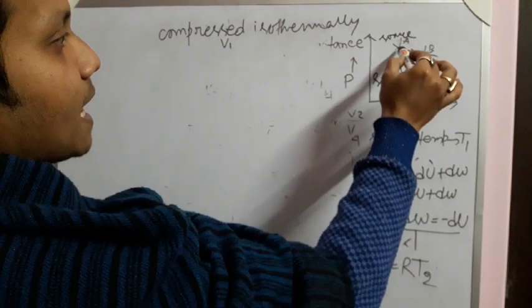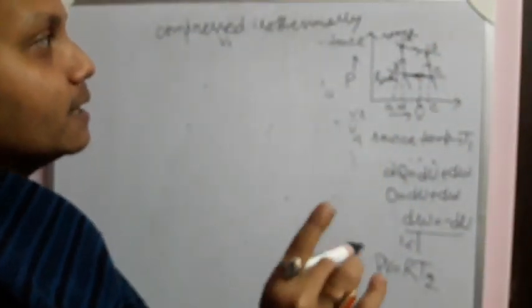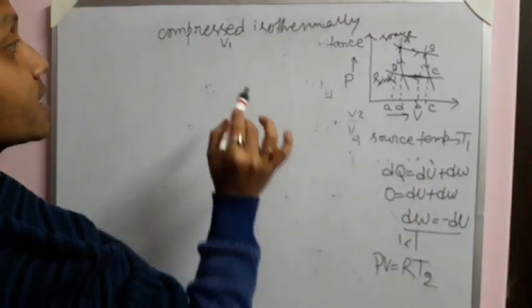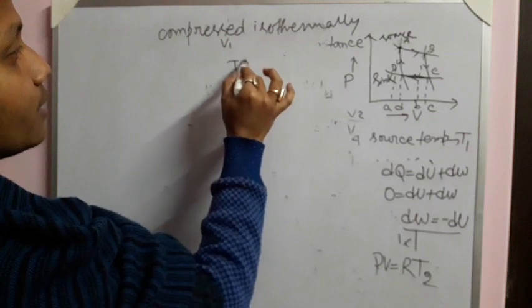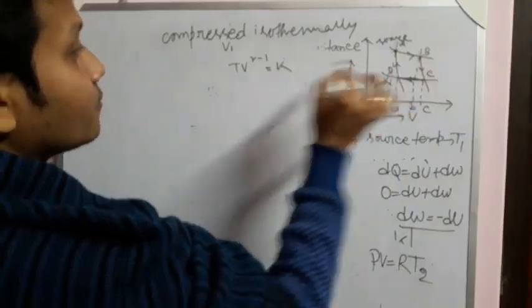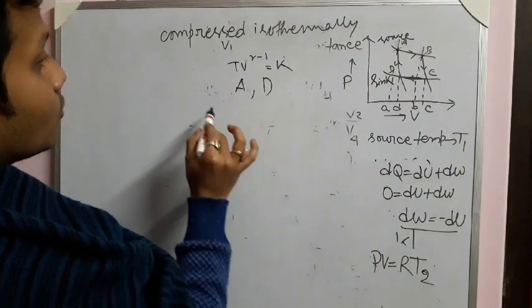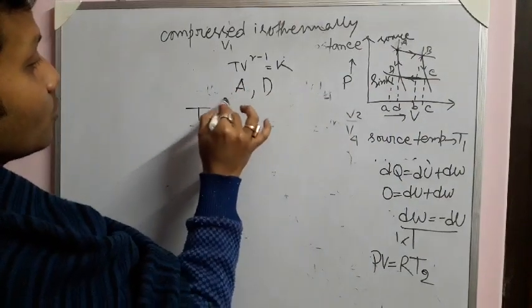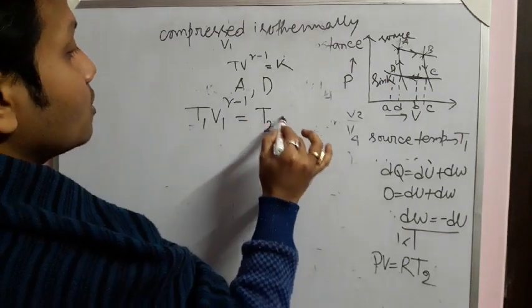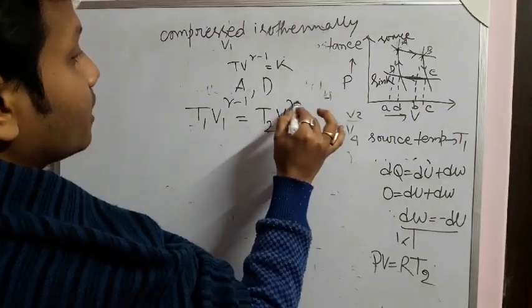These 2 points lie on the same adiabatic curve, and we derived the adiabatic relations for a perfect gas in our first chapter. Here we use the TV relation, and what would be the TV relation? T into V to the power gamma minus 1 equal to constant, say K. That means use this relation for the points A and D. So what you will get? T1 V1 to the power gamma minus 1 equal to T2 V4 to the power gamma minus 1.